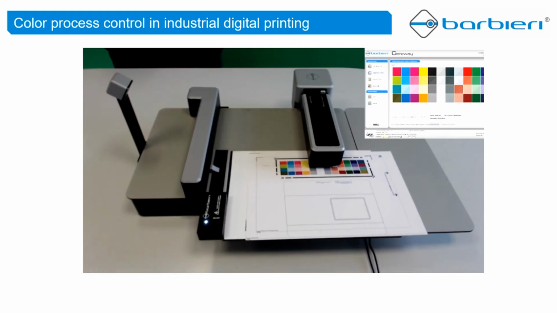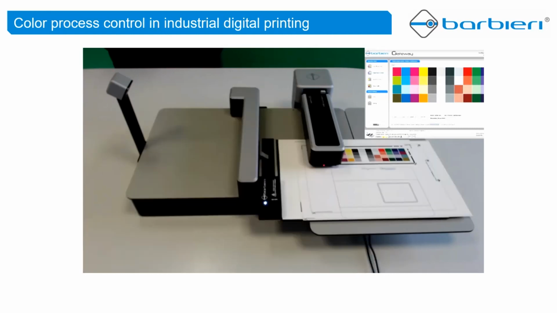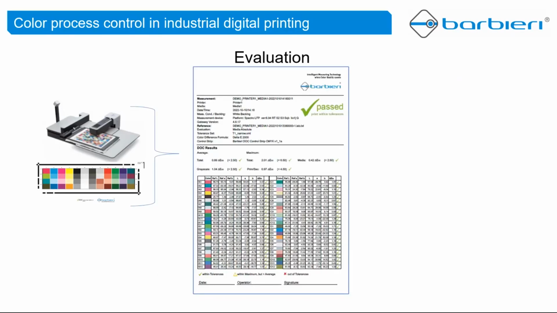So that's it. As you've seen, automated solution, all goes quick and easy. After we did that, we have the spectral data. And with that, for example, you see here how an evaluation can look like. Here you see the Barbieri DOC report. On the bottom side, you see all the values from the single patches, and you see the DOC results, more summary of all of it.